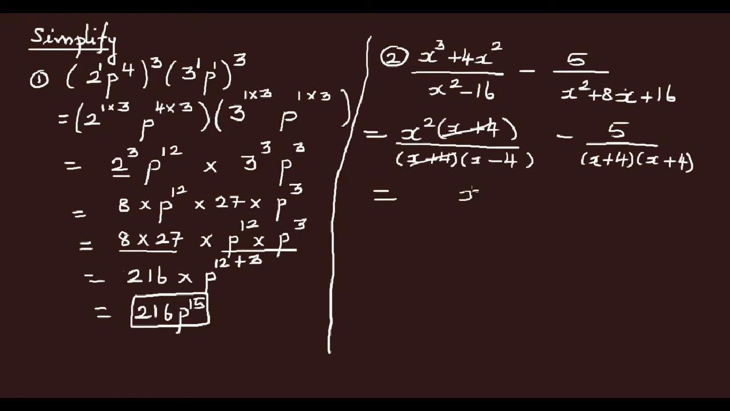So what is remaining? This is x divided by x minus 4, minus 5 divided by (x plus 4)(x minus 4).